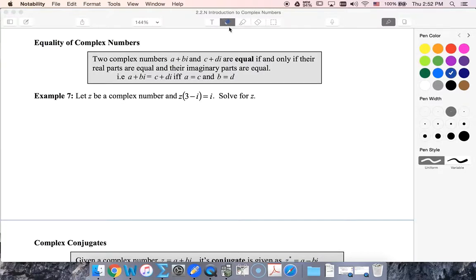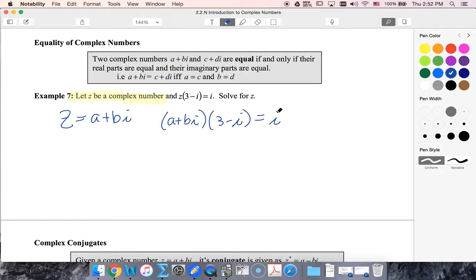As soon as we see this part, let Z be a complex number. Then what I'm thinking is that my Z can be written in the form A plus BI. So now that means this equation becomes (A plus BI) times (3 minus I) has to equal 1I. So multiplying out, 3A, this is going to be negative BI squared, so that will be plus B. And now I'll look at my imaginary components, minus AI plus 3BI. That has to equal 1I.